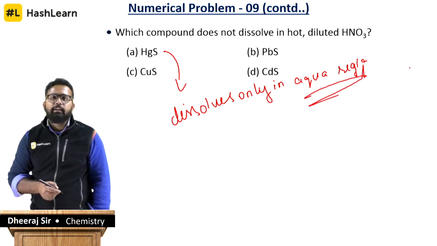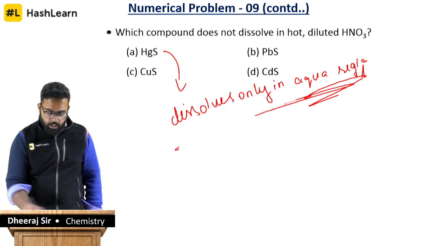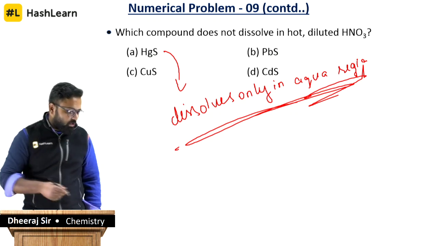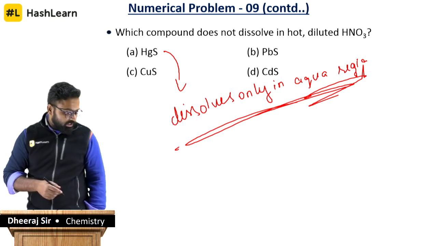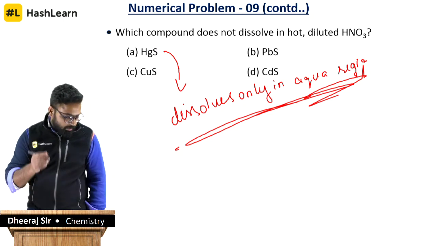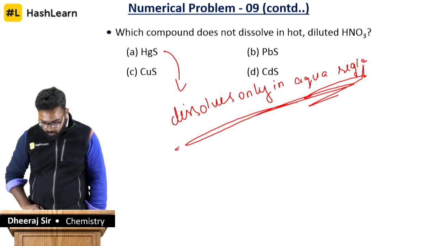So mercuric sulfide dissolves only in aqua regia. That gives you the answer for the entire set of questions. You don't have to discuss anything further. So Peru, Sakshi and Shika give us the right answer, guys. Remember this answer, quite an important question.